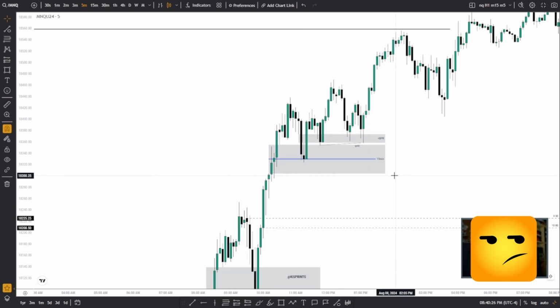Anyways, I do teach this model. It's the first pinned tweet on my profile, and I basically go over how to trade the model. Okay, so it goes from higher time frame to lower time frame, very mechanical system.